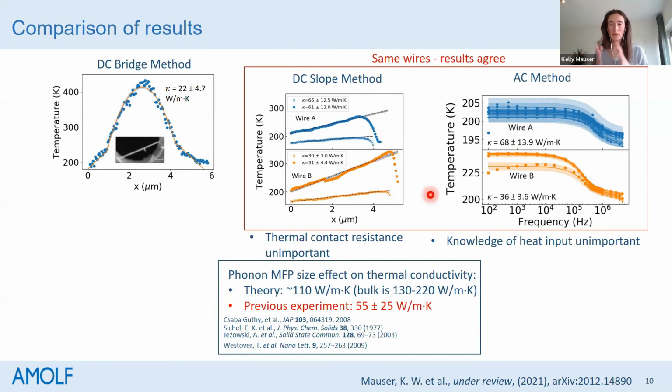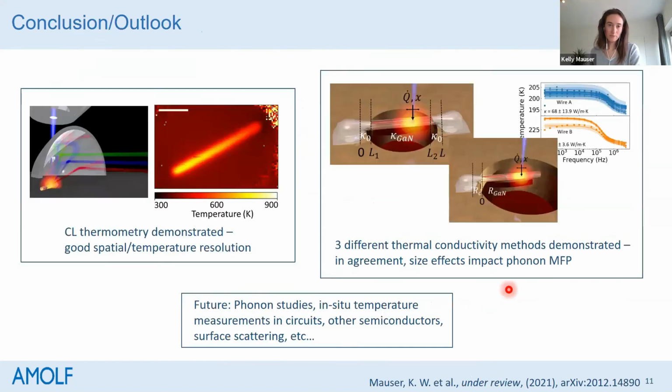So I will mention that these wires had very uniform doping. If the doping in some of the nanowires was very non-uniform, in that case, a lot of our thermal models no longer apply, so the results don't agree as well. So what we found was that our findings agreed with previous experiments that the thermal conductivity seems to be lower than what theory predicts for nanowires of our radius.